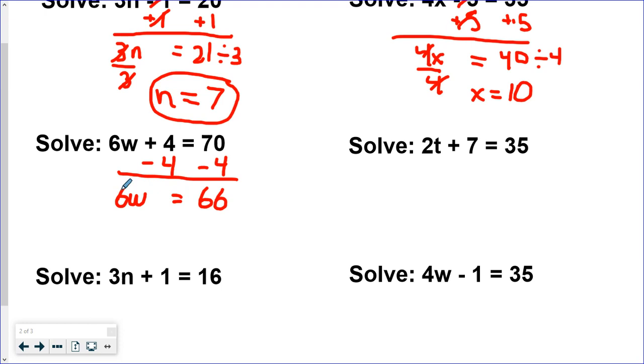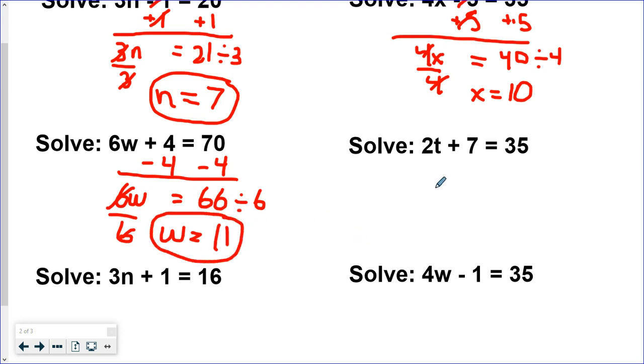And now I'm taking 6 times w. The opposite of multiplying by 6 is dividing both sides by 6. So 6 divided by 6 is 1, so that cancels that out. So w is going to equal 11. My w equals 11.